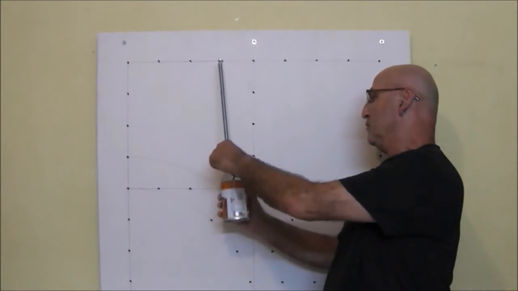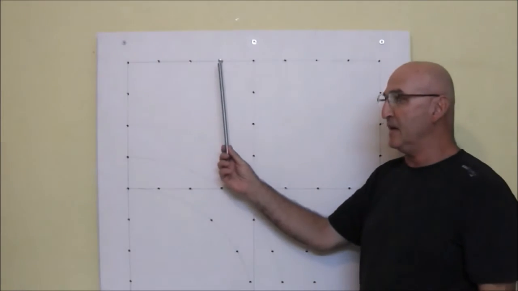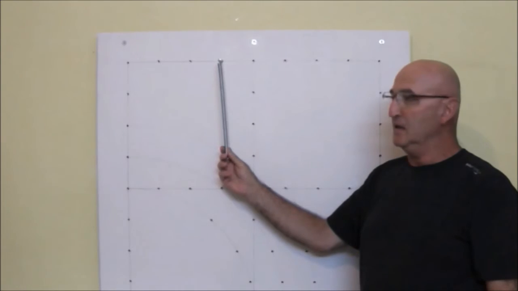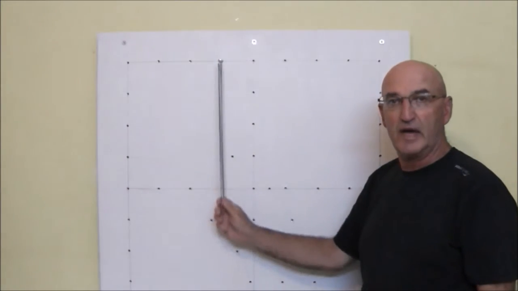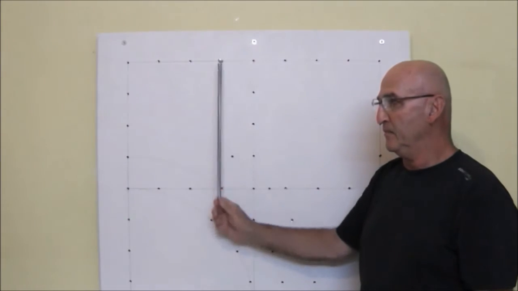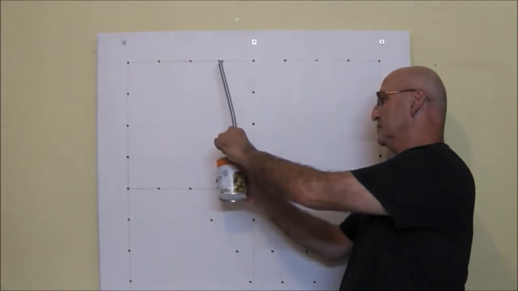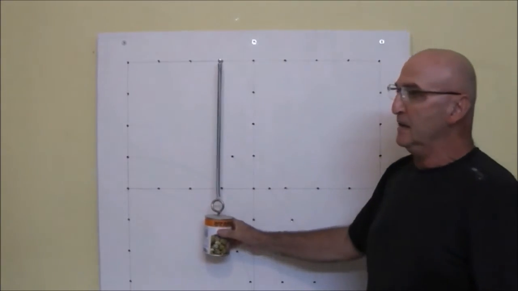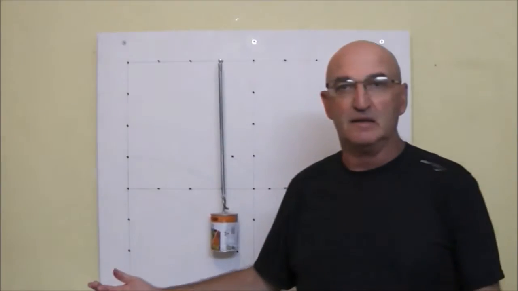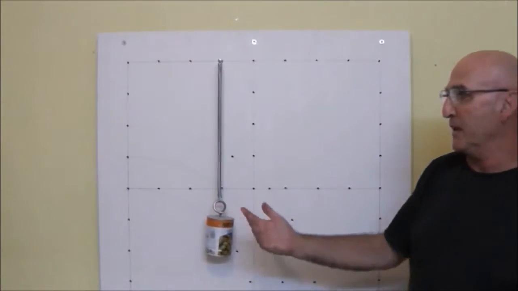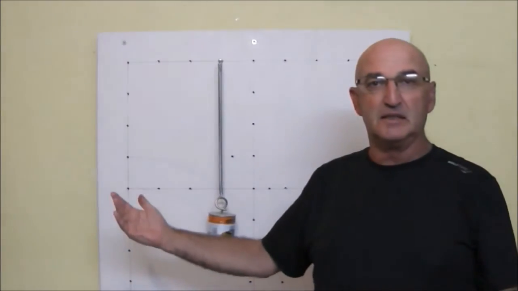Now, we are removing the weight and we can get the same effect by pulling the spring with the hand like this. In this demonstration, the force applied by the weight and the hand on the spring changes its shape, and in this case its length.